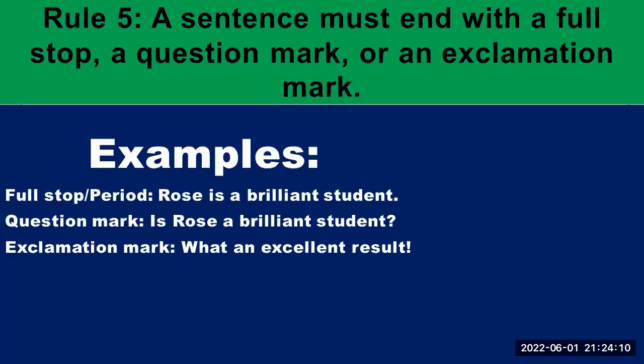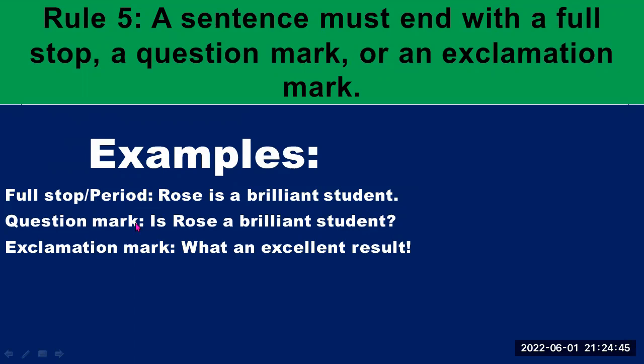Rule number 5, a sentence must end with a full stop, a question mark, or an exclamation mark. In other words, a sentence has to end with one of the end marks, all right? Now, let's look at the first one, full stop or period. Rose is a brilliant student, full stop. Now, if you omit the full stop, you commit a grammatical blunder, all right?